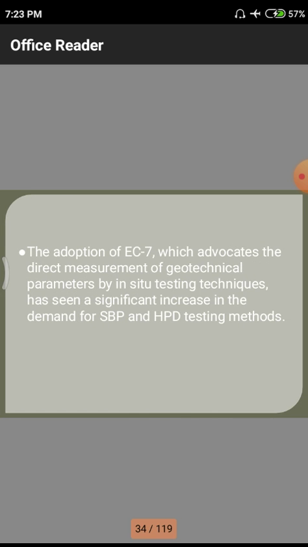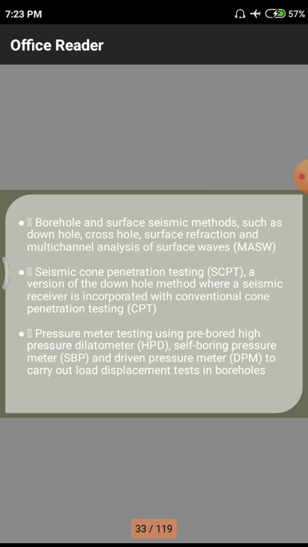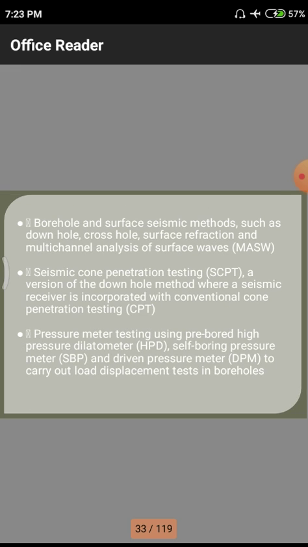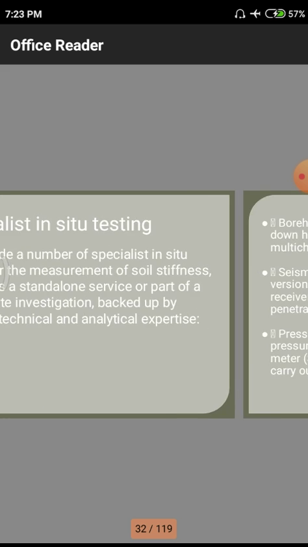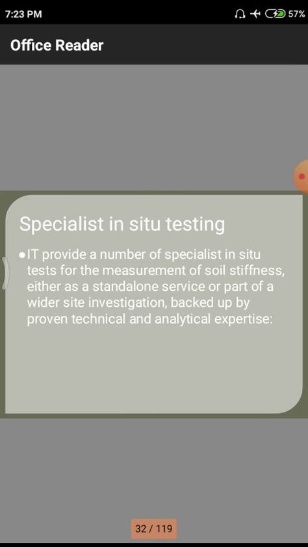Next one is the adoption of EC7, which advocates the direct measurement of geotechnical parameters by in situ testing techniques, and has led to a significant increase in the demand for SBP and HPD testing methods. That means SBP means self boring pressuremeter tests and HPD means high pressure dilatometer tests. This is the high pressure dilatometer testing, and the SBP test we had previously.